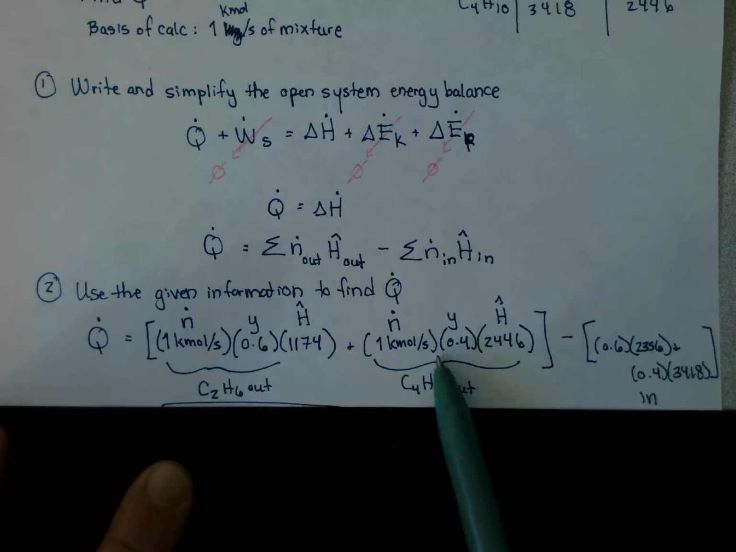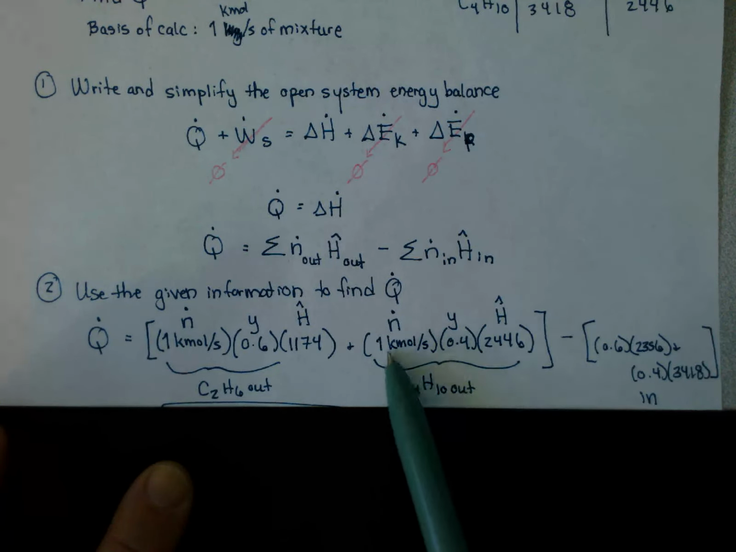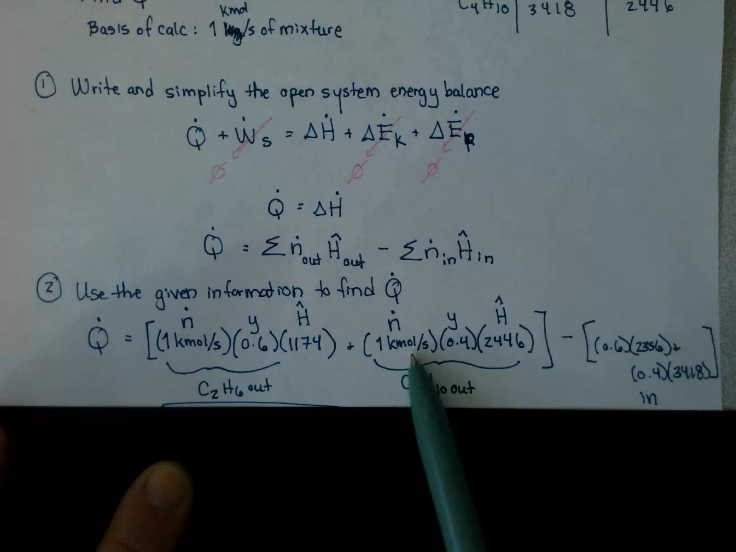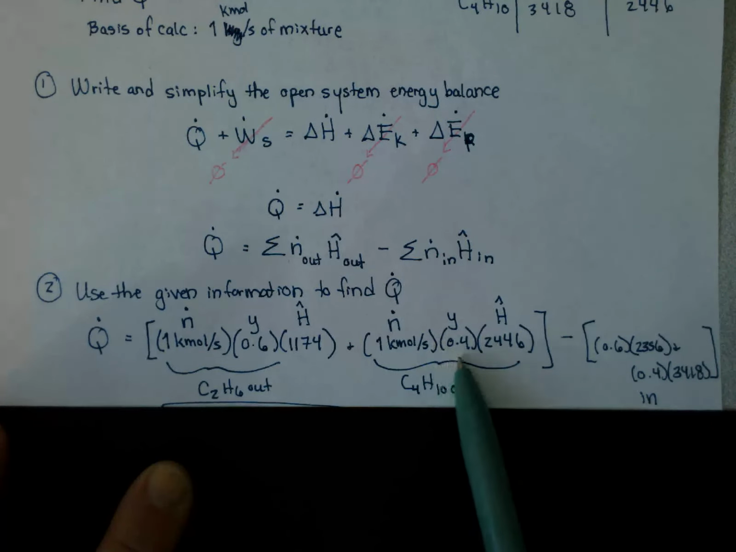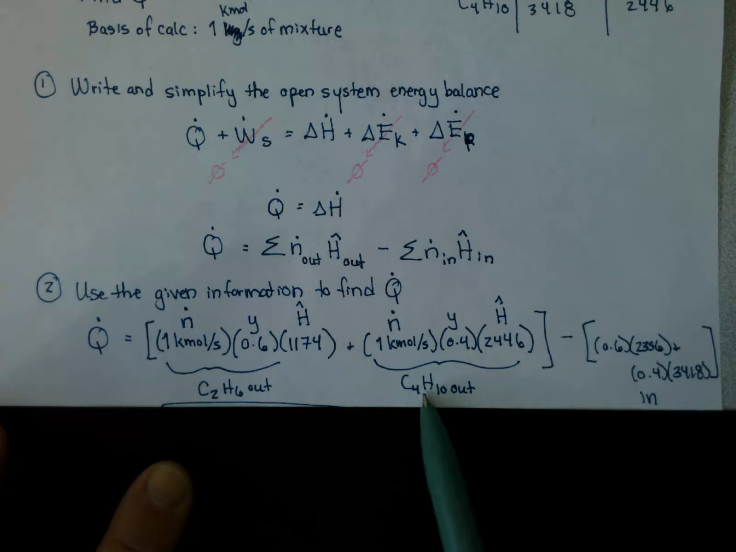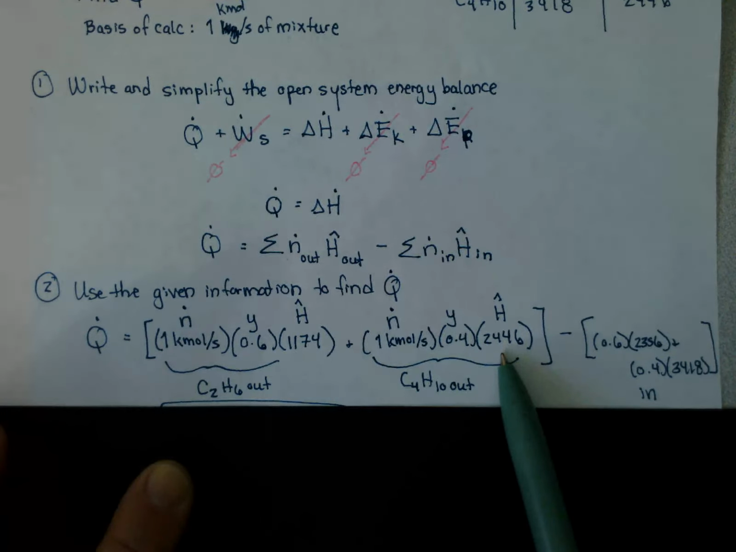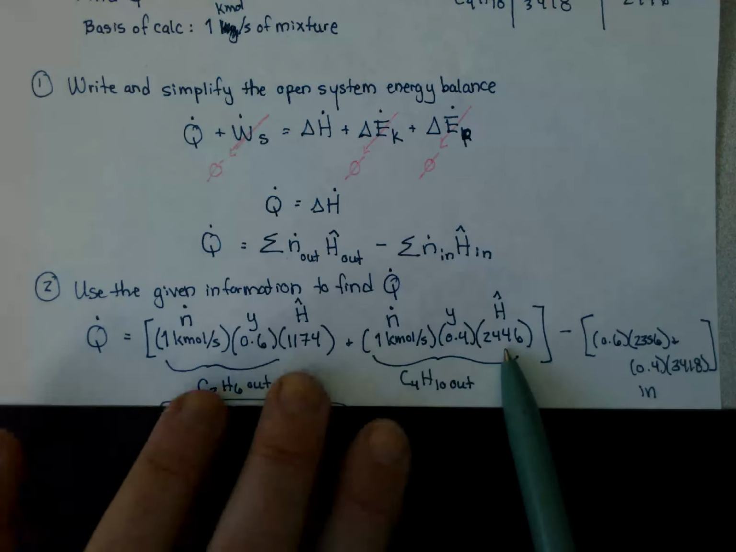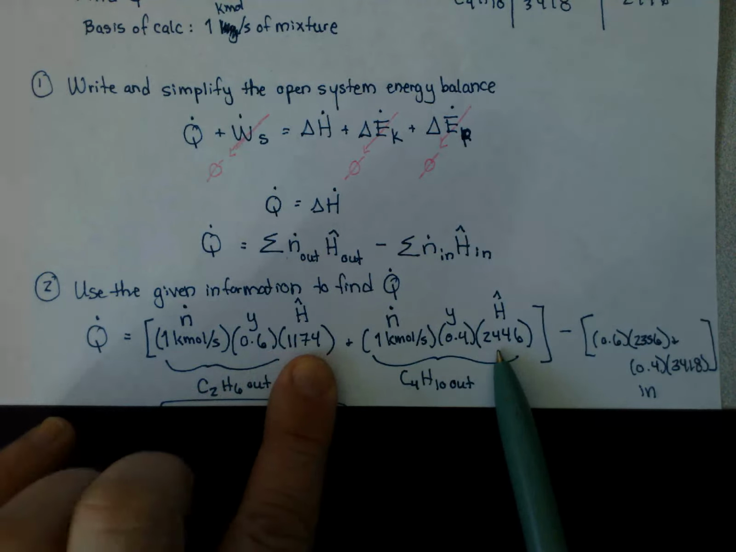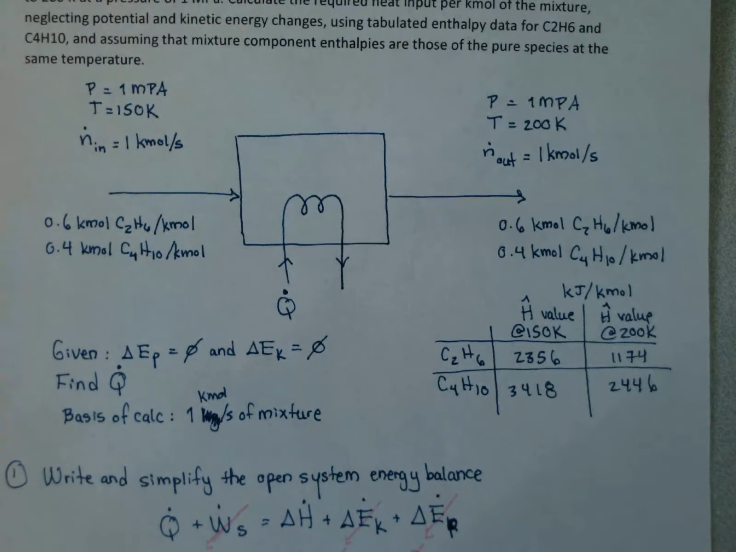The same thing needs to happen for the C4H10 in order to make sure that we are accounting for what's coming in. So we want to take the 1 kilomole per second total, multiply by the fraction that's related to this specific species, and then go find that enthalpy value that's related to that species. Now, how do you know which enthalpy values to put in? Well, we need to look at temperature.